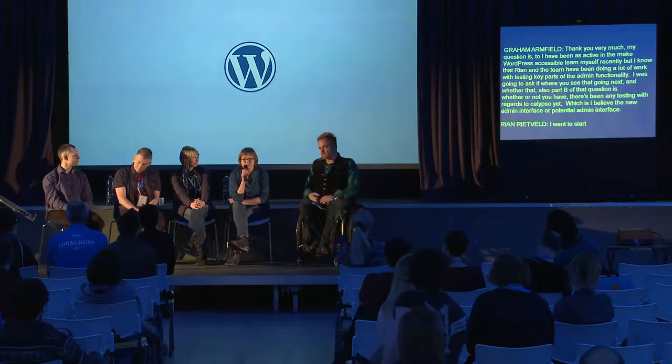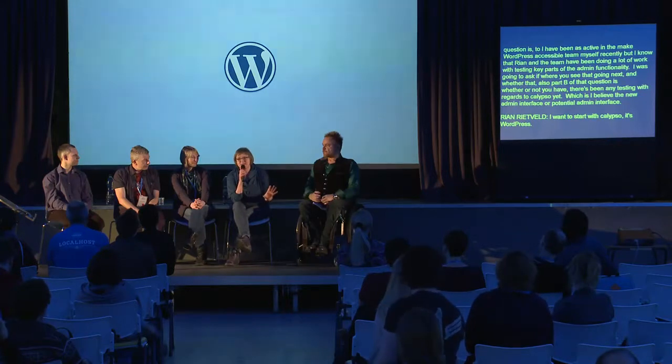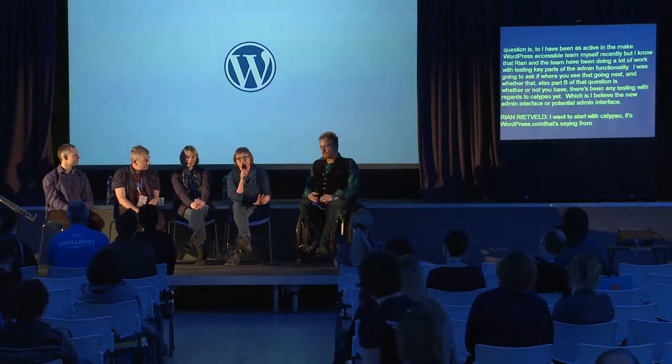Okay, I want to start with Calypso. Calypso is WordPress.com, and that's something from Automattic, and that's not something we want to contribute to. Sorry. I think how it's going with WordPress.org, just the core, is very good. I'm very optimistic. Lately, we added to the core standards WCAG 2 AA accessibility. So who knows what WCAG is?